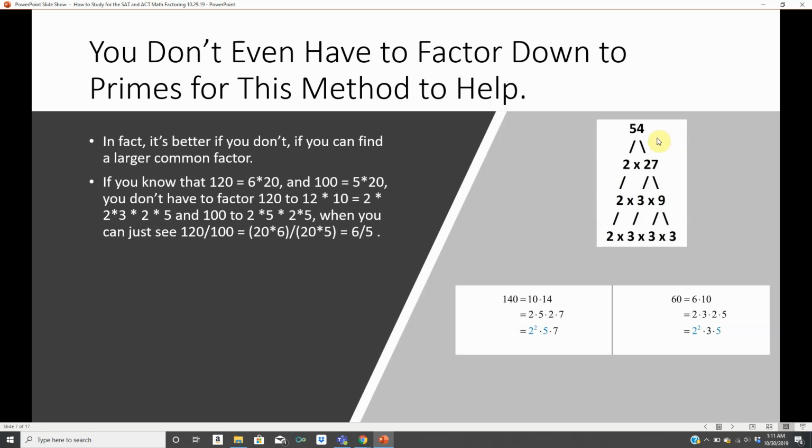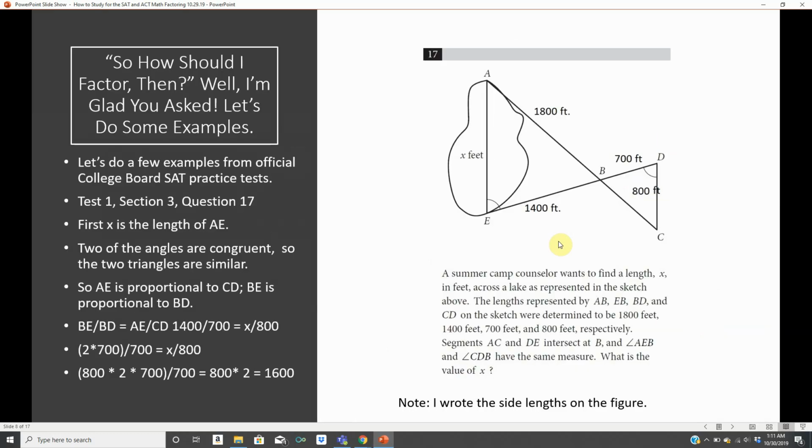Same thing with 54. If you have 54 over 27 and you recognize, oh, 54 is 2 times 27, and I'm dividing by 27, then boom, you know the result is 2 because the 27s cancel out. You don't have to do all this factoring. So, how should I factor then? Well, I'm glad you asked.